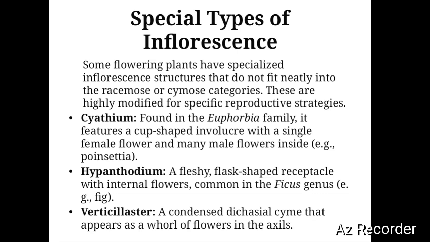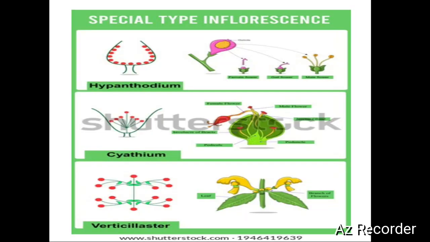And we have special types of inflorescence like Cyathium, depending on where you studied from. Where I studied from, we call it that. It features a cup-shaped involucre with a single female flower and many male flowers inside. We have Hypanthodium with a fleshy flask-shaped receptacle with internal flowers, common in the ficus, and Verticillaster, which is a condensed dichasial cyme that appears as a whorl of flowers in the axil. So that is how the hypanthodium looks like.